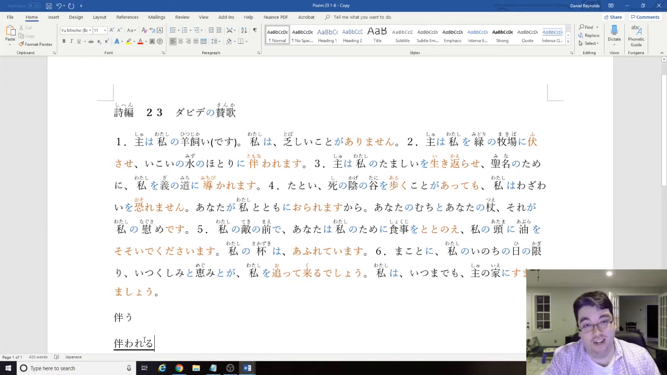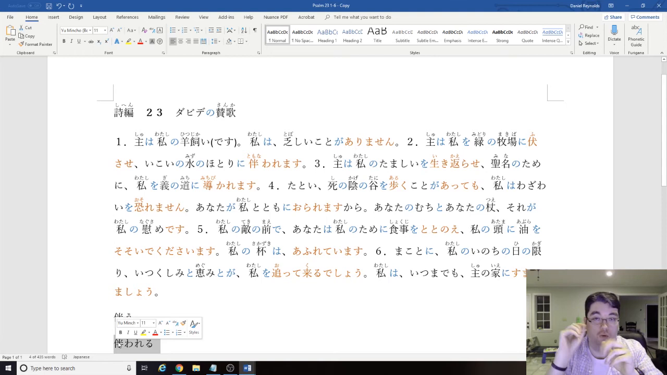So this is a conjugation, guys. It's not a big deal. It's just a conjugation of a verb. So you have tomonau, and then tomonawaremasu, or tomonawareru. So again, this is the passive form. Passive meaning the difference between throw and be thrown.